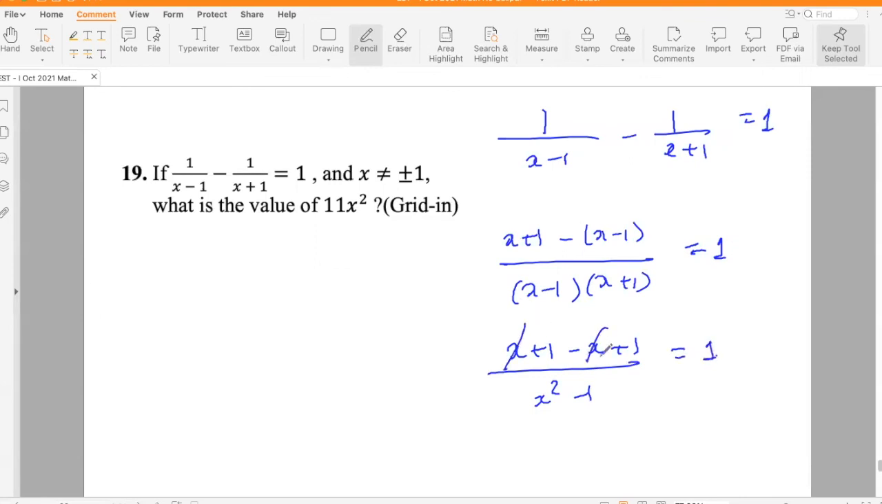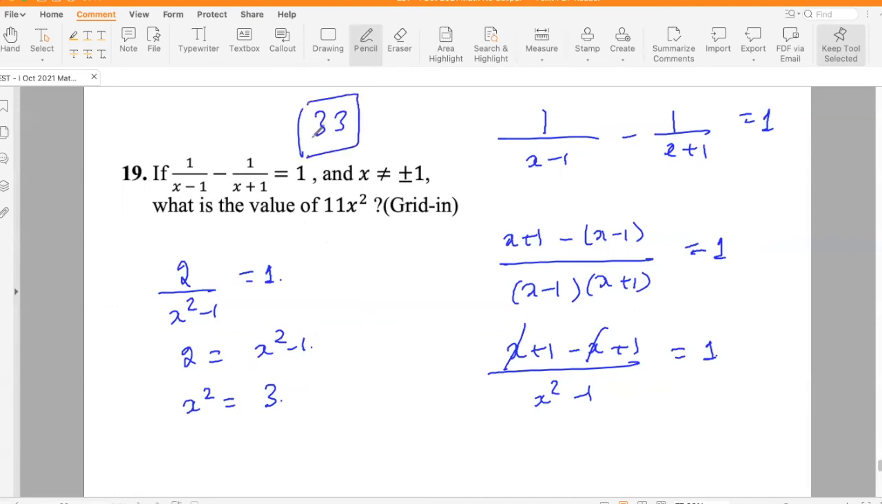So plus x and minus x cancel. So 2 divided by (x² − 1) is 1. So 2 is x² − 1. So x² is 3. So 11x² would be 11 into 3, which is 33.